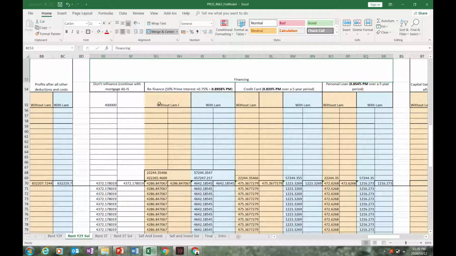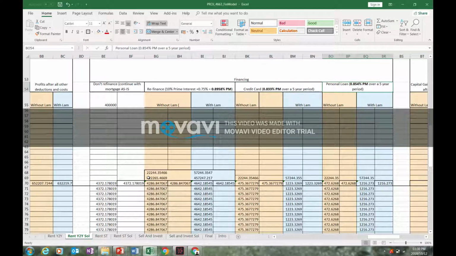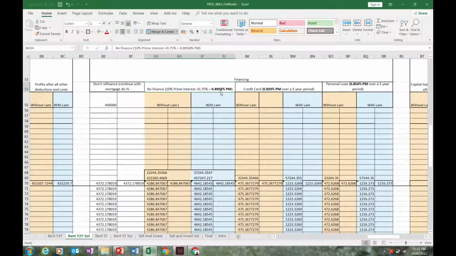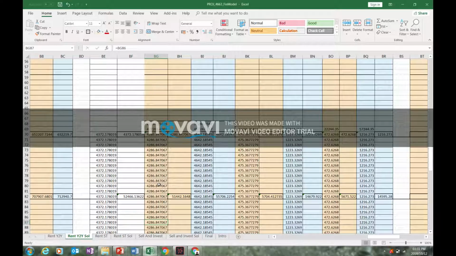To finance our renovations and maintenance, we can either refinance, use our credit card, or take out a personal loan. For refinancing our mortgage at 10% prime interest plus 0.75%, we get an 8.95% interest per month. This is calculated by taking the 10.75 and dividing by 12. These principles apply to both the credit card and the personal loan.